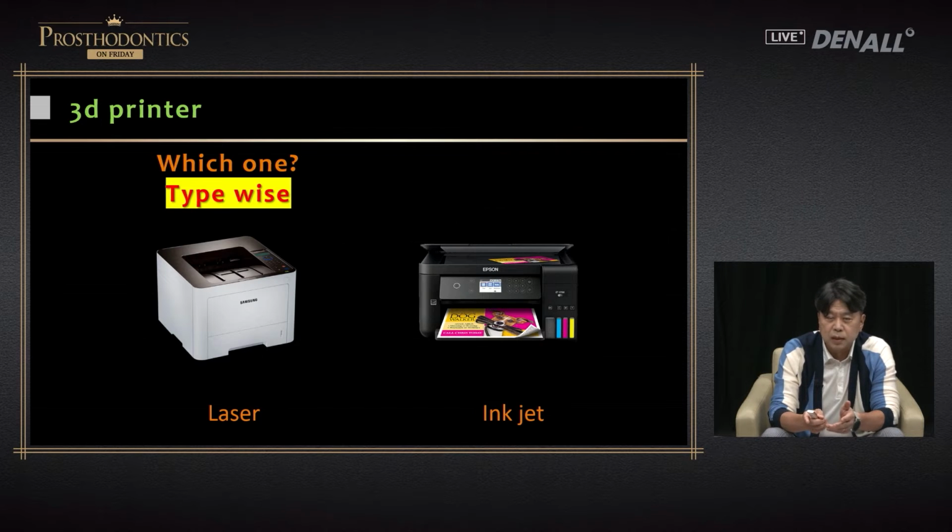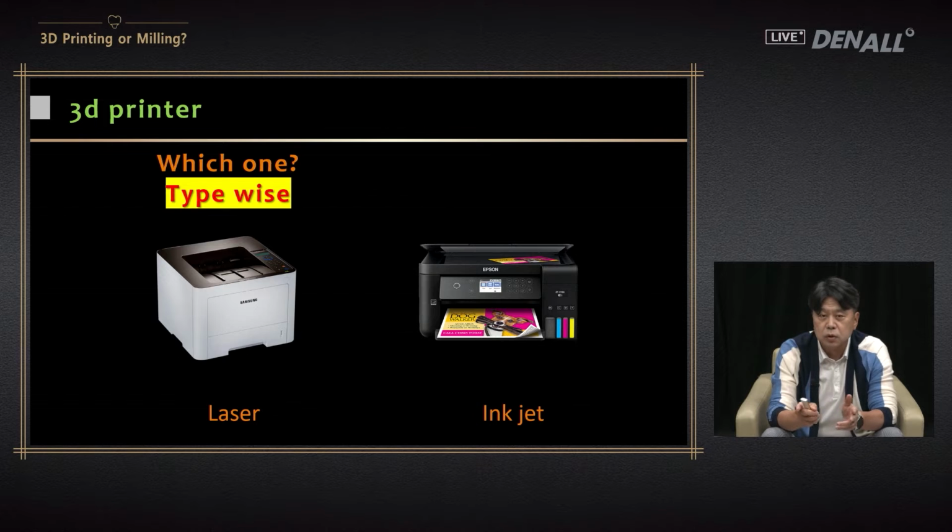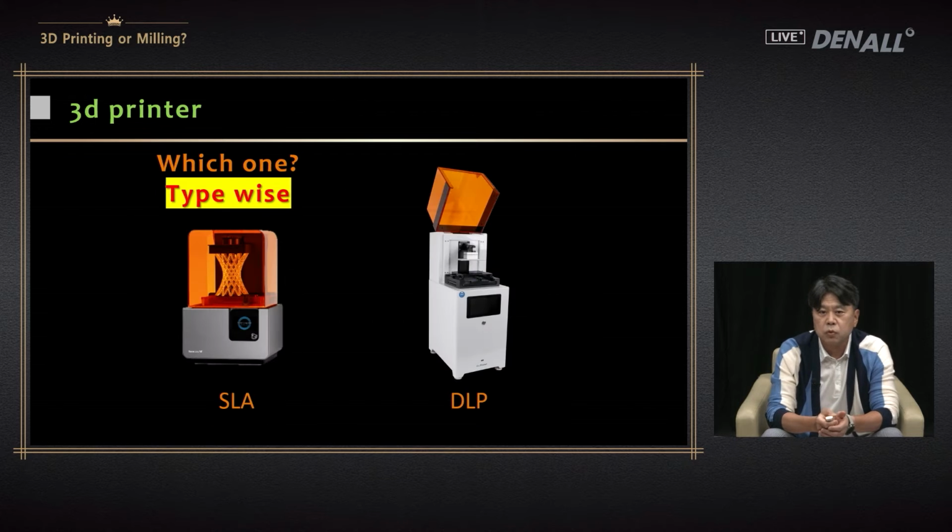And the second categorization is based on the types. 2D printers have laser versus inkjet. They do similar work, but how they print is different. Laser and toner is used by the laser printer. Inkjet nozzle and ink are used by the inkjet printer. In the 3D printers, we have SLA and DLP types. They have different types.